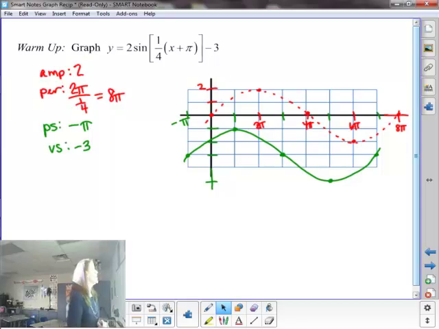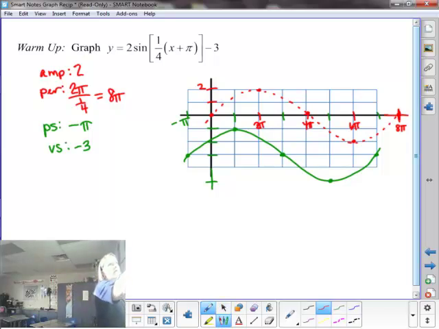Alright, so what you should have found is that you had an amplitude of 2. You had a period of 8 pi, so your first mark in your graph here is going to come all the way over to 8 pi. That means it takes 8 pi units to complete one cycle. And then you're going to go ahead and graph those two things with a sine curve starting at the origin. Your 5 key points need to be there.